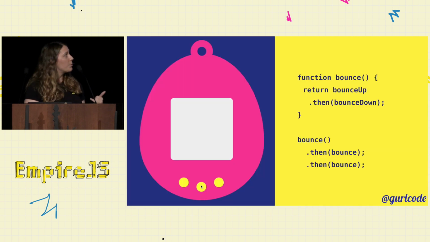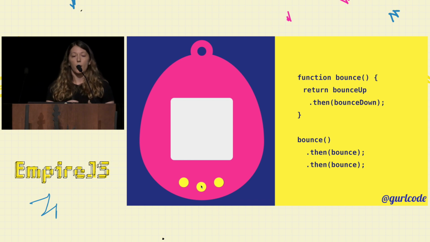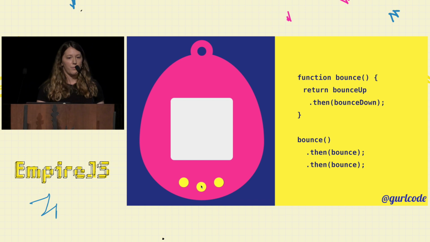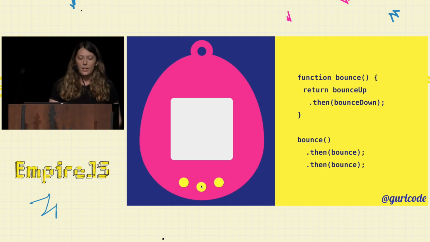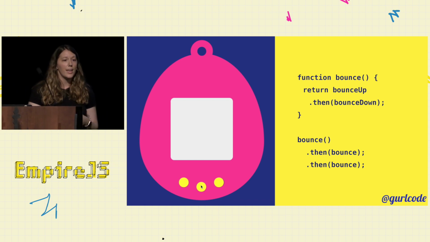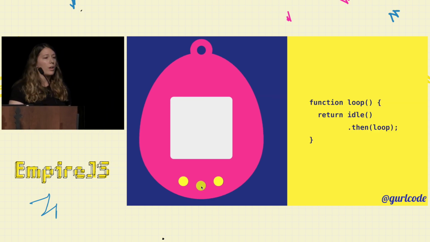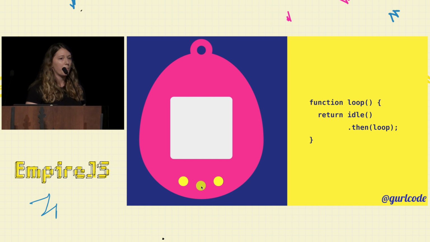So now we can create a simple bounce function using our bounce up animation and our bounce down animation using the same animate function. And as you can see, the Tamagotchi is bouncing up and down. All right, so with basic animations out of the way, let's move on to creating the main game loop.